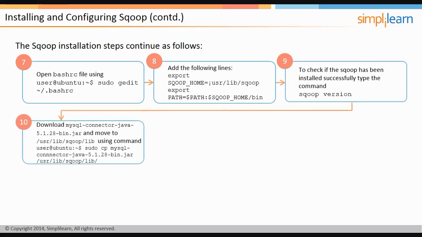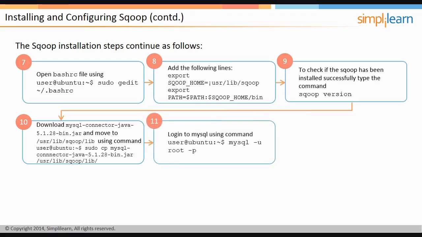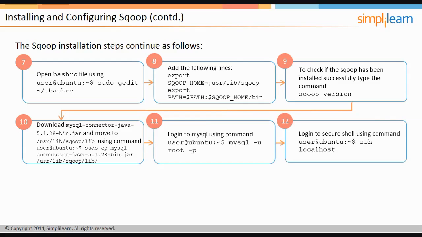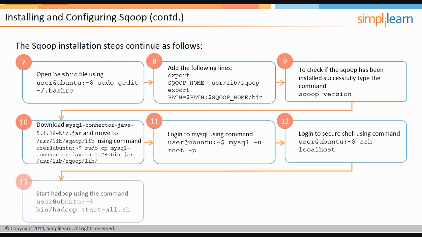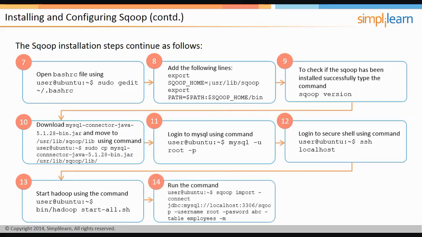10. Download mysql-connector-java-5.1.28-bin.jar and move it to the displayed location using the command shown on the screen. 11. Log into MySQL using the command shown on the screen. 12. Log into Secure Shell using the command shown on the screen. 13. Start Hadoop using the command as shown. 14. Run the command shown on the screen. In the next screen, we will look into importing data from MySQL.